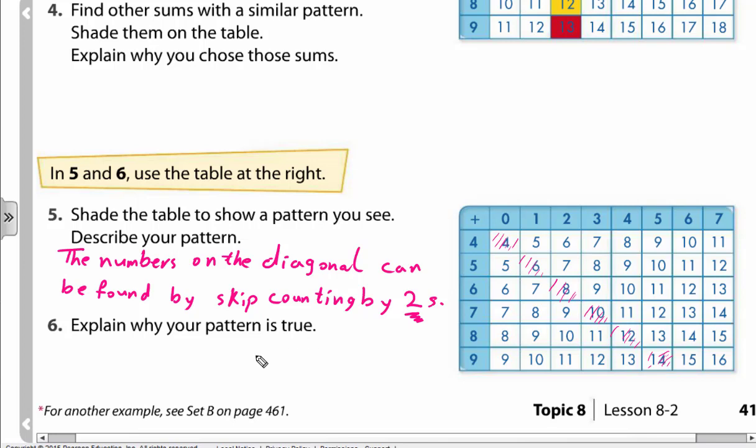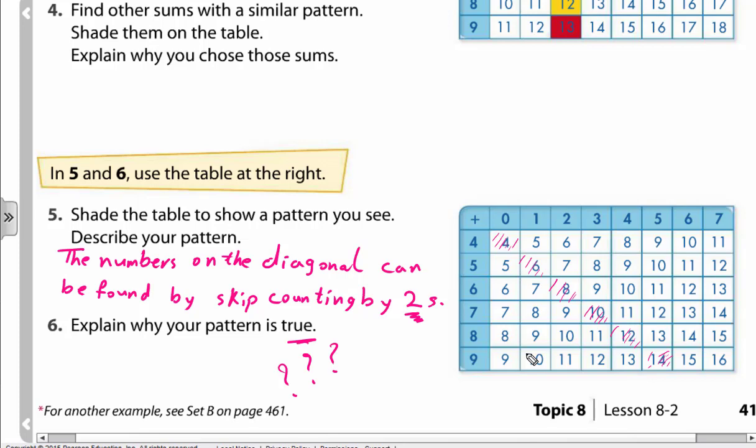And we need to explain why this pattern is true. Why is it true? Hassan, do you have a reason? Why is it true? Yes, I know. Okay. Because every single time the addends change when you go diagonally. The two addends change, right? The two addends.